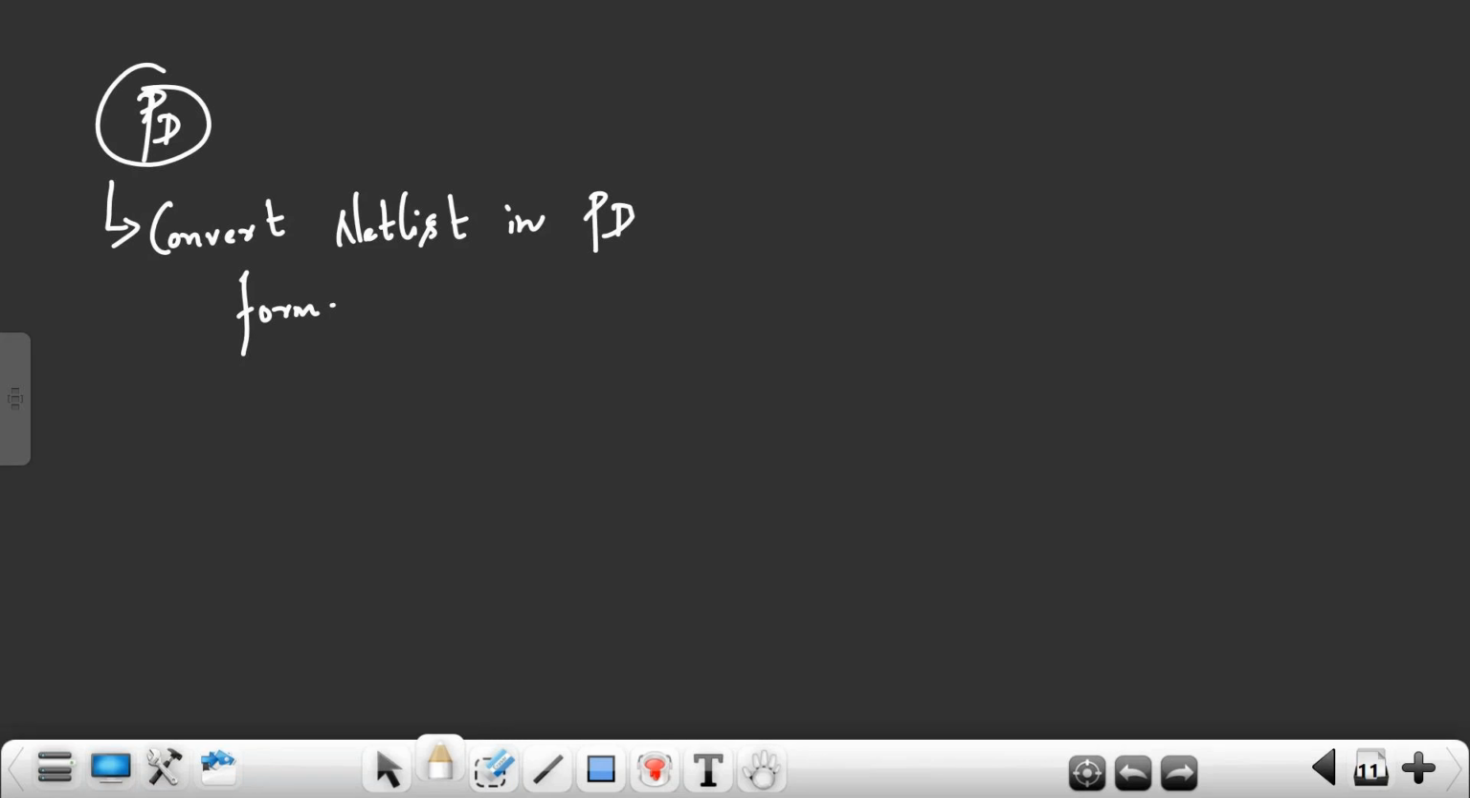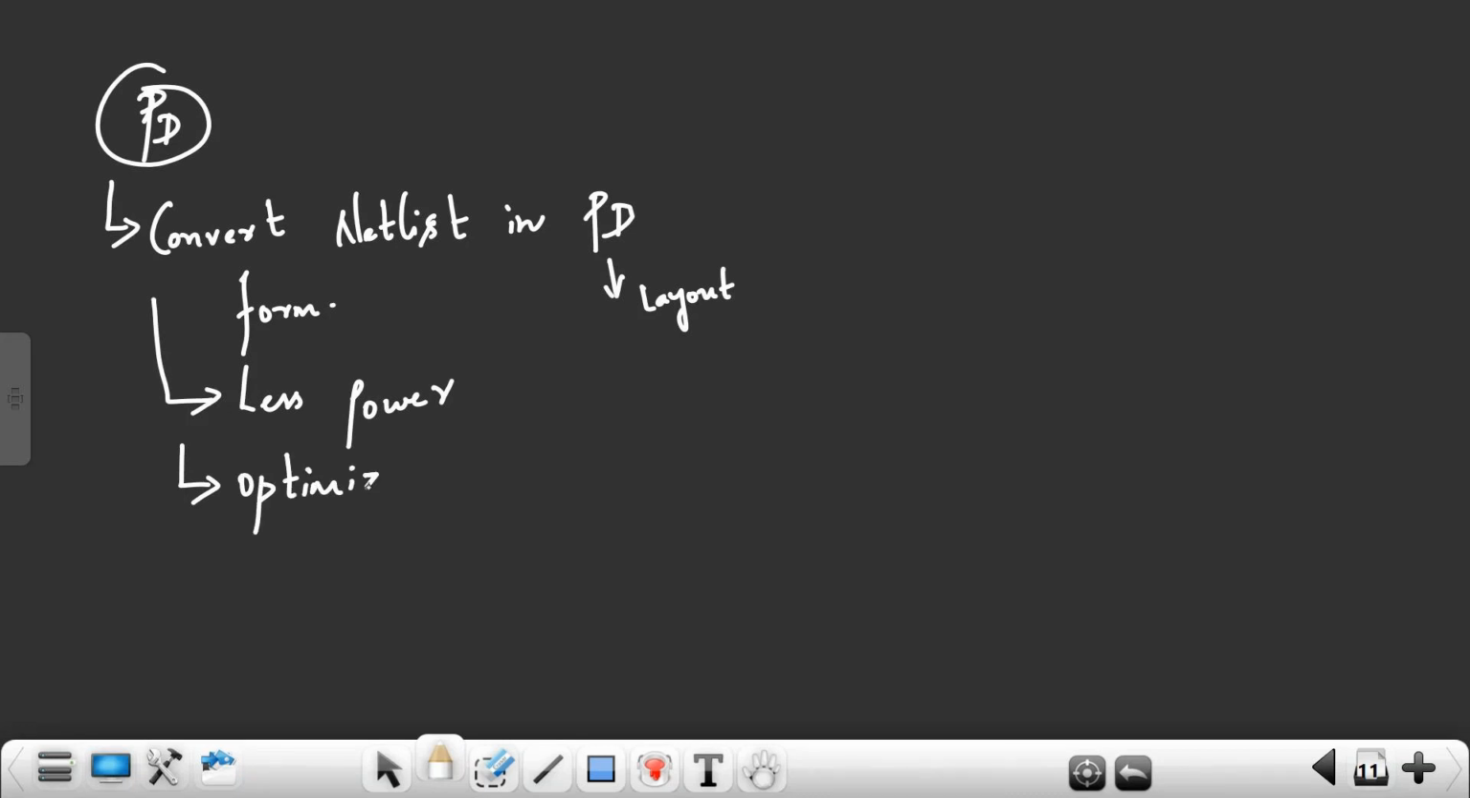See, physical design is not only responsible for converting the netlist to PD form. PD form means physical design form. Physical design form is also called what? This is also called layout form. We are not only responsible for this. We have to make this conversion with what? Less power consumption, optimized area, with good area meaning less area, right? Optimized area and meeting timing. Timing we have to meet.